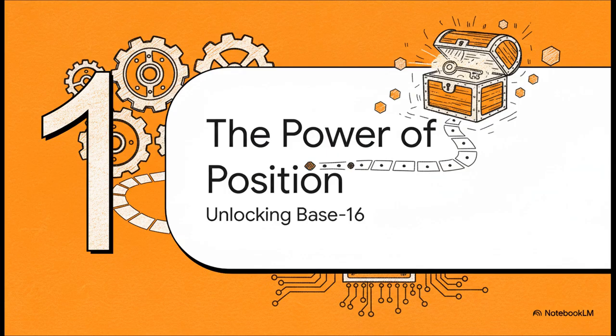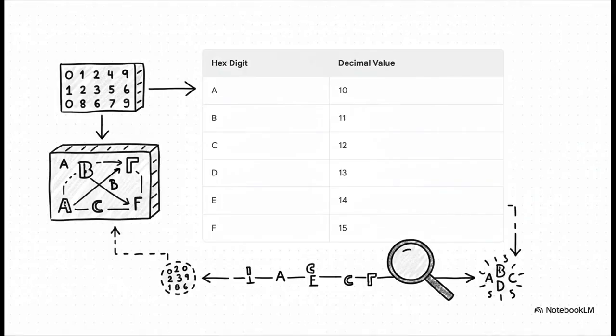To crack this hex code, we first have to get our heads around what base 16 actually means. And trust me, it's all about where each digit sits. First things first, the normal number system we use every day, decimal, has 10 digits, right? 0 through 9. But hexadecimal, or hex for short, is base 16. So it needs 16 digits. What does it do when it runs out of numbers at 9? Simple. It just starts using letters. A is 10, B is 11, C is 12, all the way up to F, which is 15. That's the first piece of our puzzle.